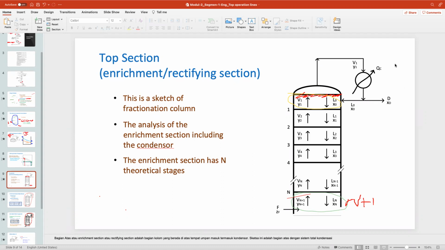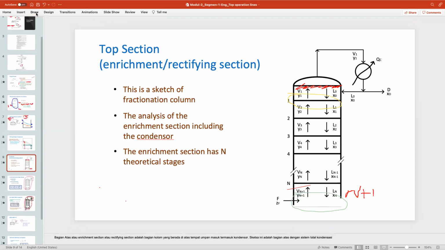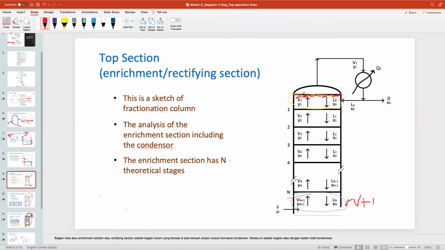Good. Okay. Thank you everyone for your participation. So next, let's continue to the top section. So the analysis of the enrichment section, including the condenser. The enrichment section has n theoretical stages, but usually it includes the feed. So I'm going to draw it here. Let's say it should be n+1. Why? Because it is including the feed.